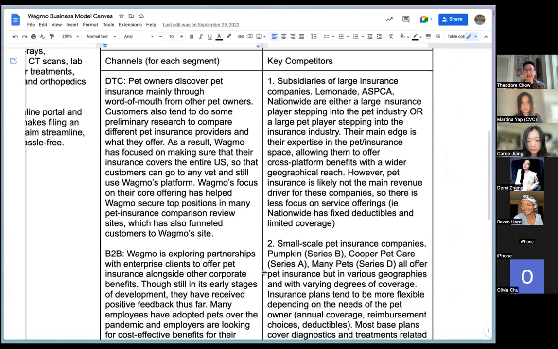So some of the key competitors in this space are larger insurance companies. Things like Lemonade, ASPCA, Nationwide, these are all major insurance players who are stepping into the industry, or large pet players stepping into the insurance industry. And their main expertise in the space allows them to have cross-platform benefits with a wider geographical reach. However, a lot of the times, insurance is not the main driver of revenue for these companies. So there's less focus on their service offerings versus Wagmo, who is very focused on the specific product, which means that it could potentially provide a better service.